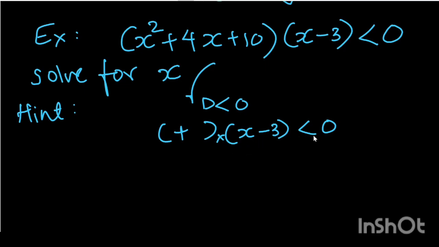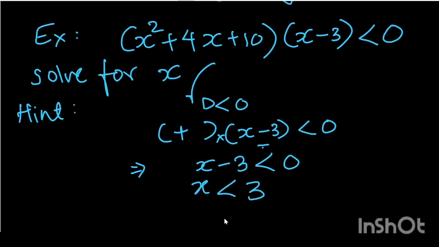gives negative. So the second factor, x minus 3, should be imposed with which sign? Yes, it should be negative, because this is positive, this has to be negative so that their product, positive into negative, gives negative. So this implies x minus 3 is less than 0. So the solution would be x is less than 3. That is the use of this fact.